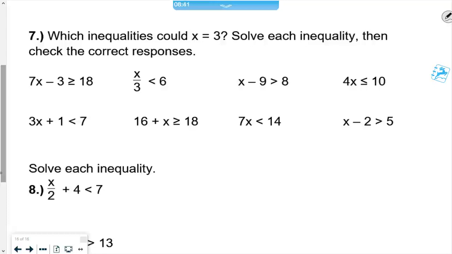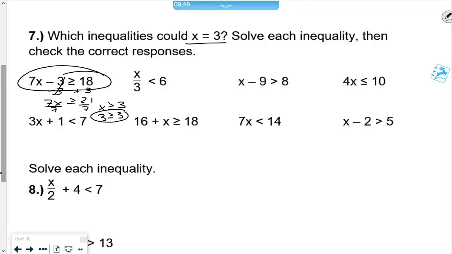So for example, 7x minus 3 is greater than or equal to 18. I'm going to add 3 to both sides. So I have 7x is greater than or equal to 21. Divide by 7, divide by 7. I get 3. X is greater than or equal to 3. So if x equals 3, is 3 greater than or equal to 3? Yes, it is. So this one we're going to check.